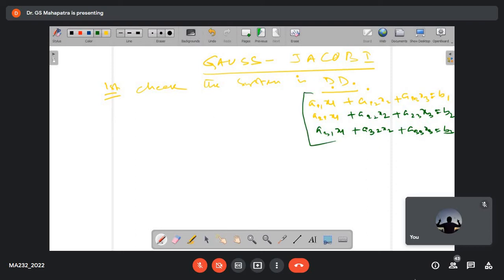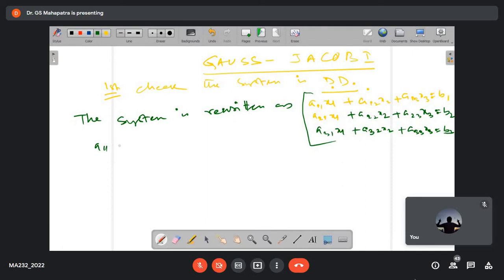Okay, I hope you can extend that one for up to n number of equations and n number of variables. If you understood this system, then it's fine. So now the second step. Now the system is rewritten. How to rewrite this form?